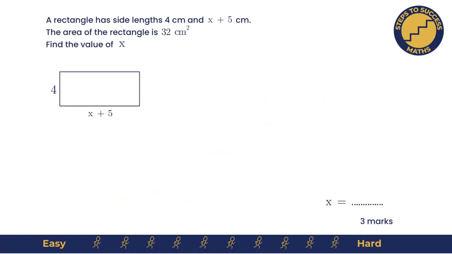A rectangle has side lengths 4 centimetres and x plus 5 centimetres. The area of the rectangle is 32 centimetres squared. Find the value of x. Okay, so how do you work out the area of a rectangle normally? You just do the base times the height, or the length times the width. So we need to do 4 times x plus 5.